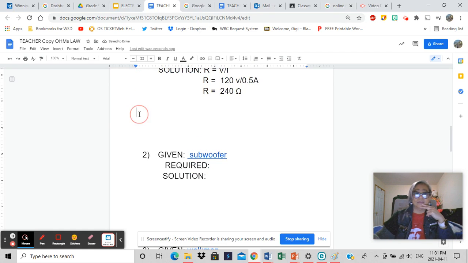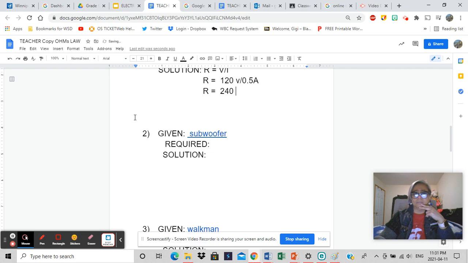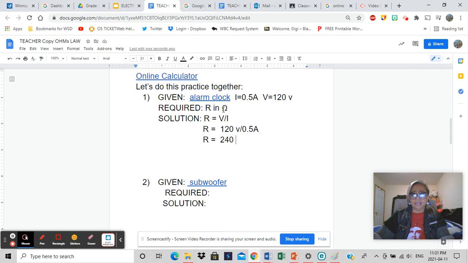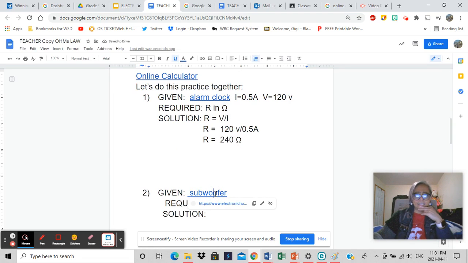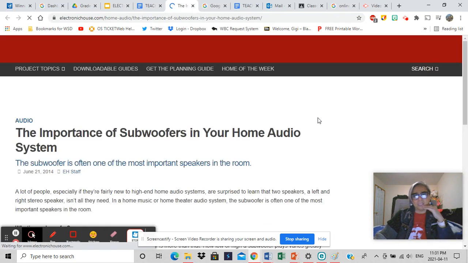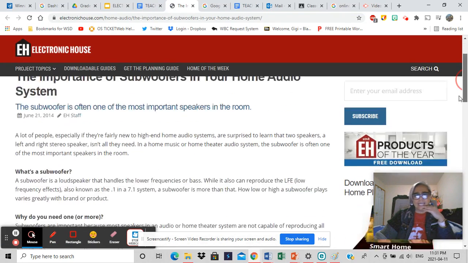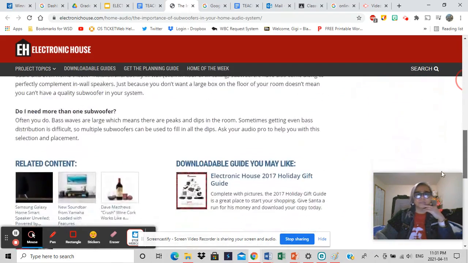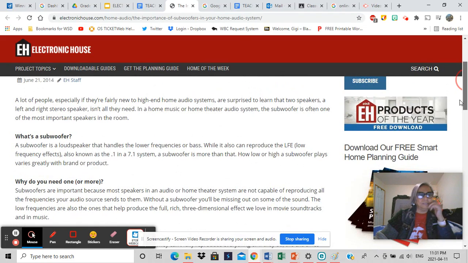let's see what we have here. Some of the words there might not be in vogue now, like the idea of a subwoofer. What in the world is that, right? I have here a hyperlink. The second problem is about the subwoofer. So it is some sort of a loudspeaker that handles the lower frequencies or bass. So that's what it is, right?